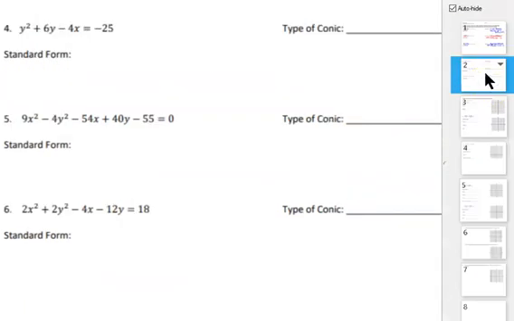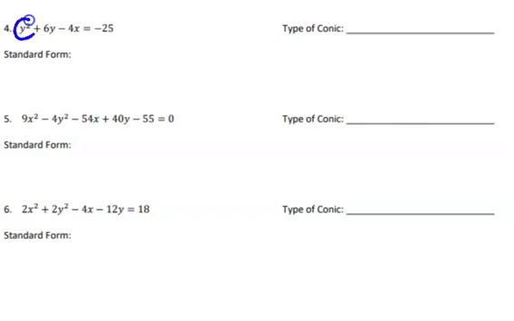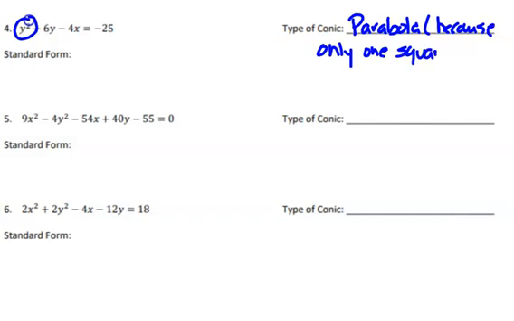If we look at number 4, I'm going to circle the square terms. This is a parabola. Why? Because it has only one squared term. All the others have 2.